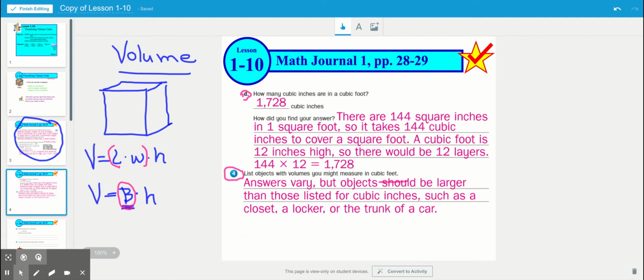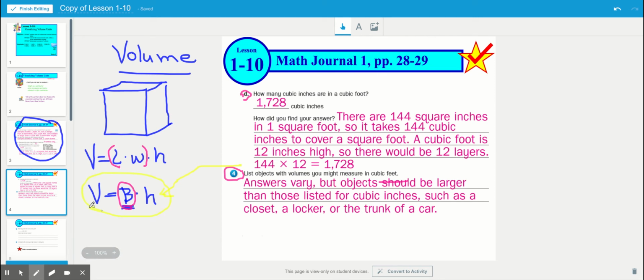How do we know that? Well, take a look here. Hopefully you wrote something similar to this. There are 144 square inches in 1 square foot. We learned that from C. So it takes 144 cubic inches to cover a square foot. A cubic foot is also 12 inches high. So there would be 12 layers. Therefore, we're going to take 144 times 12 and get 1,728. The formula that works out best for that is this one right here.